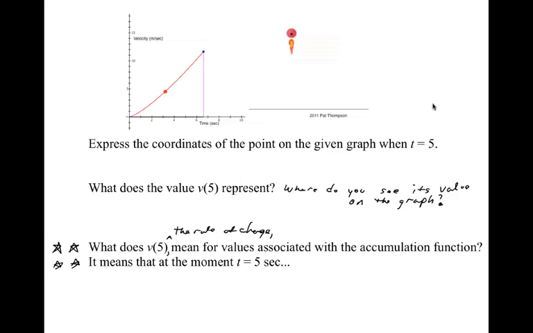Okay, so coordinates of the point: 5 comma V of 5. And that's the point I highlighted there. What does the value of V of 5 represent, and where do you see its value on the graph? What does its value represent?